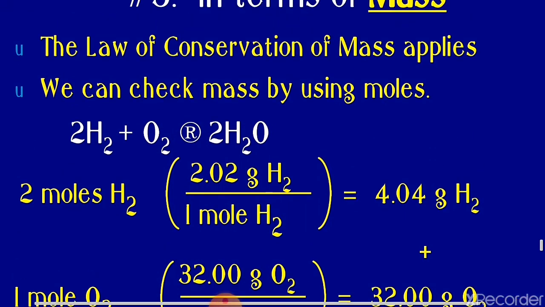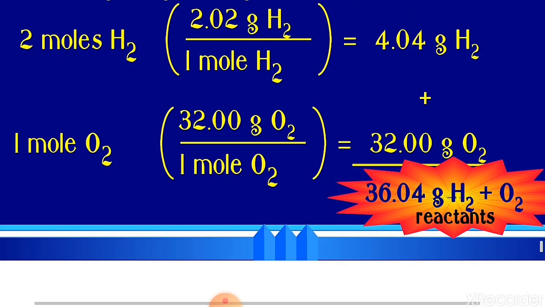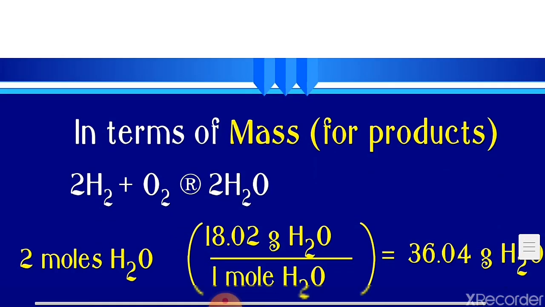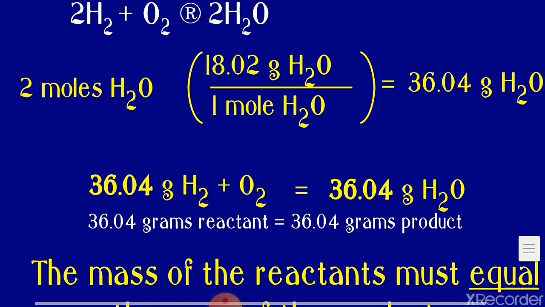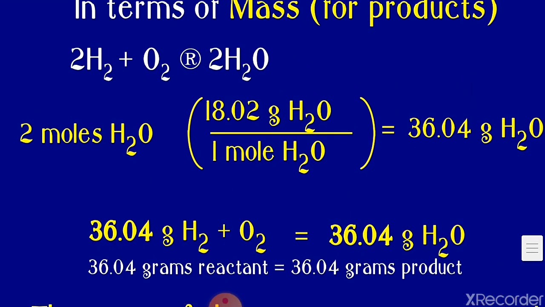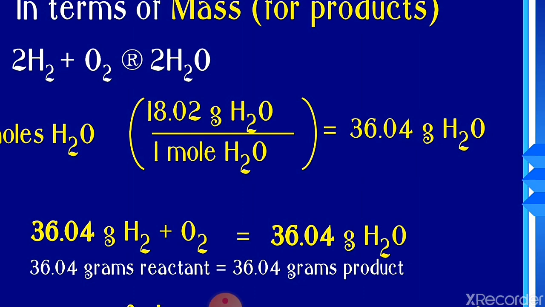So here in terms of mass, the conservation of mass is applied, that mass can neither be created nor destroyed. So you can tell that in place of 2 moles, I can tell 4 gram of hydrogen. In place of 1 mole of oxygen, I can tell 32 gram of oxygen gives 36 gram of water.